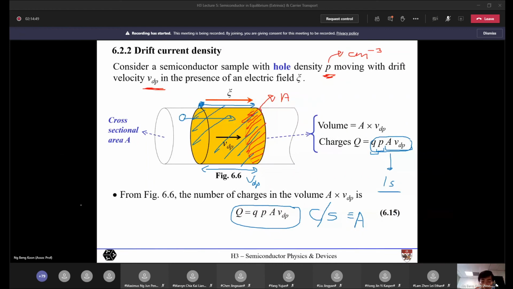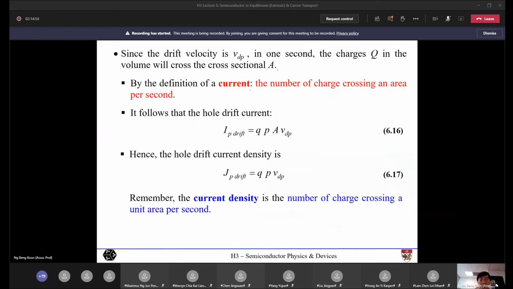So in fact, this quantity here is current, right? That's actually a current. So we can write this as the drift current that is present in the semiconductor with an electric field, which is Q multiplied by p multiplied by A multiplied by v_dp. Previously, we saw that the drift velocity is related to the electric field by a mobility term, mu_p multiplied by the electric field. So we can replace this with mobility multiplied by electric field.